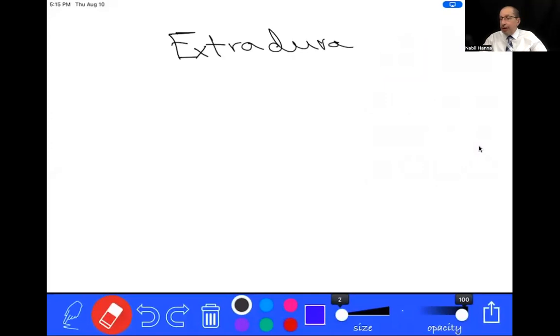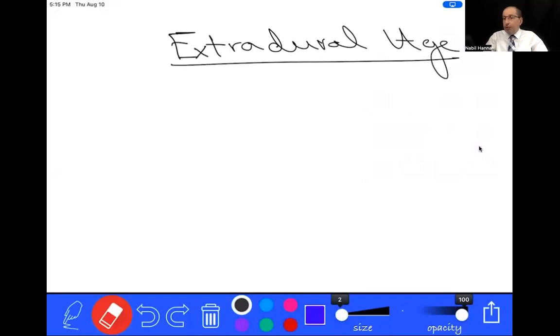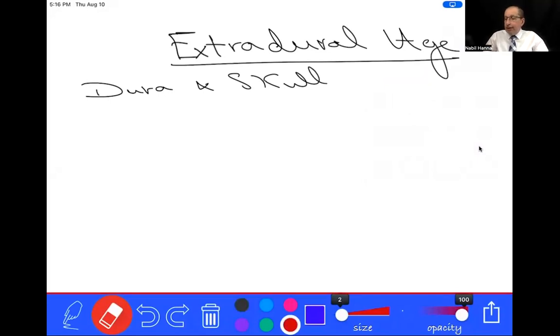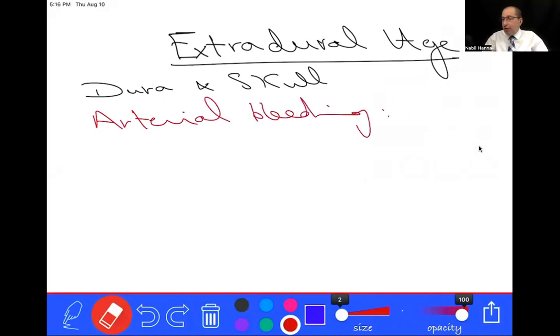So extradural hemorrhage occurs between the dura, which is the outermost layer of meninges, and the skull. And it usually results from arterial bleeding. Most of the time it results from trauma, head trauma. And actually, the weakest part of the skull is this part of the skull bone, kind of the temporal area.